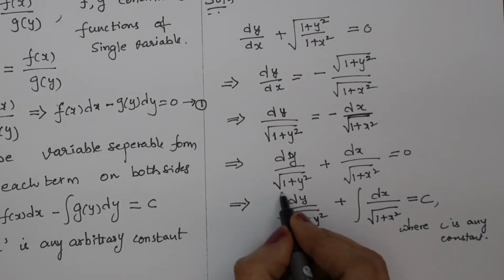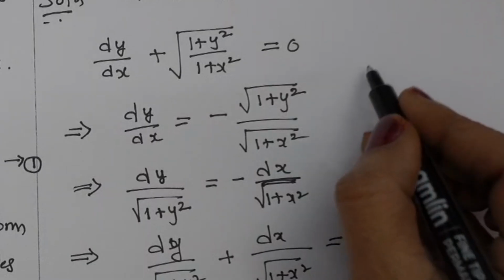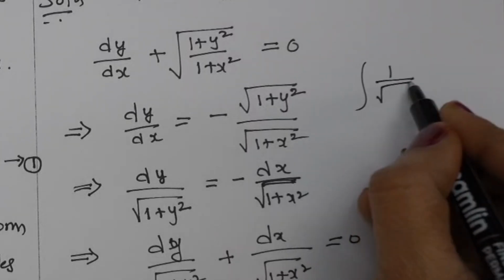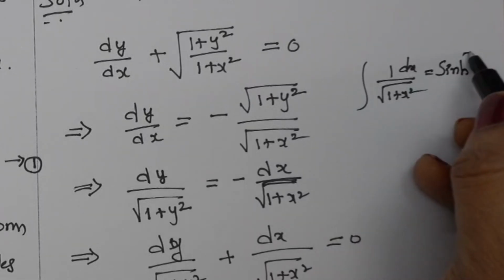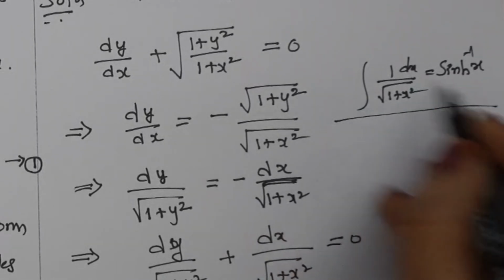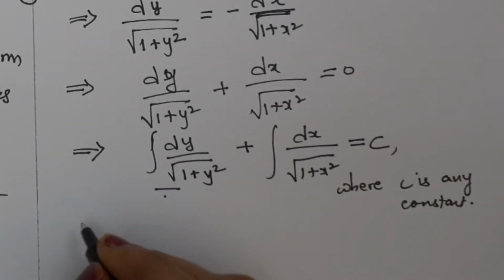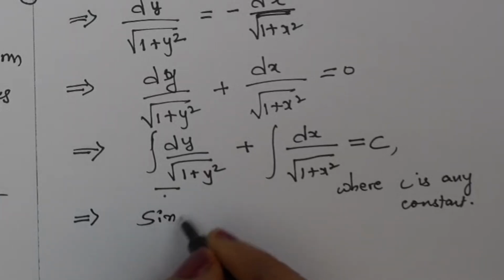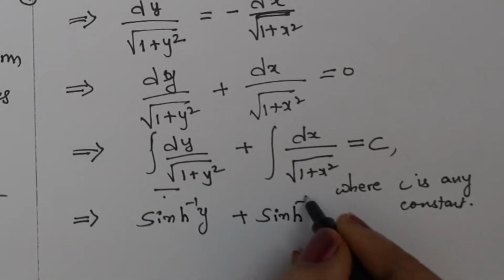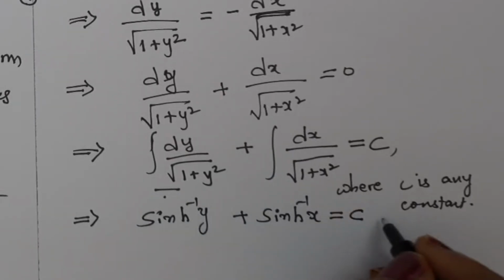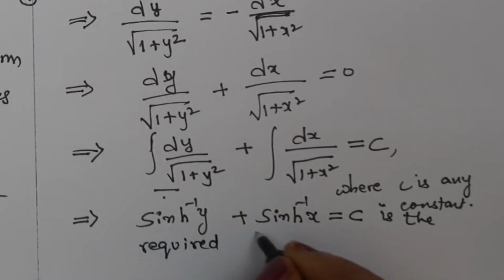Okay, now what is the integral value of dy by root of 1 plus y square? We know that integral 1 by root of 1 plus x square dx is equal to sin h inverse x. Similarly, integral dy by root of 1 plus y square can be written as sin h inverse y plus sin h inverse x is equal to c, is the required general solution.